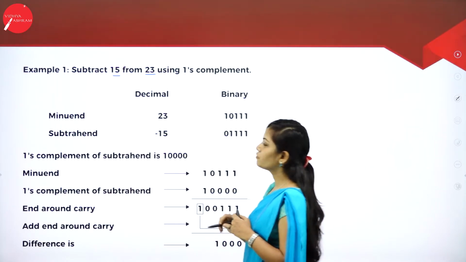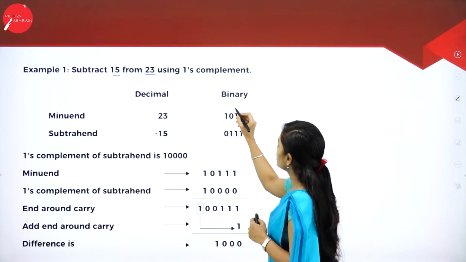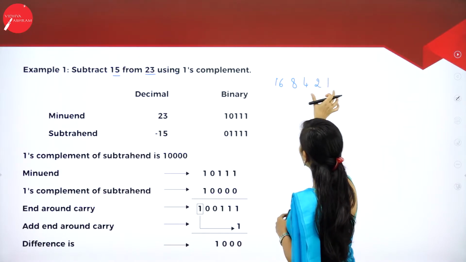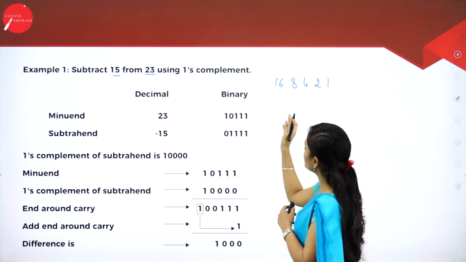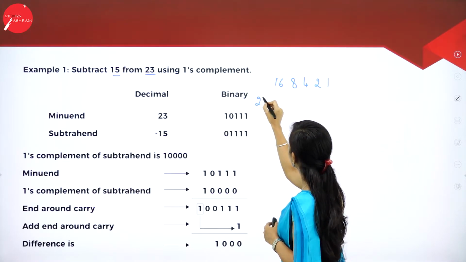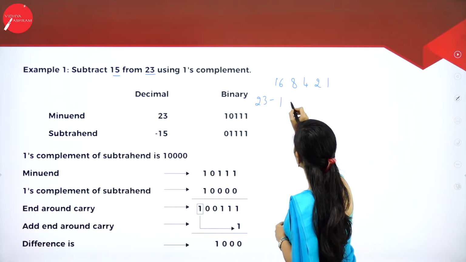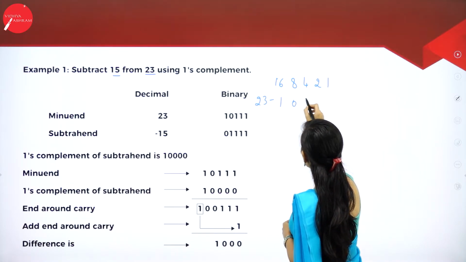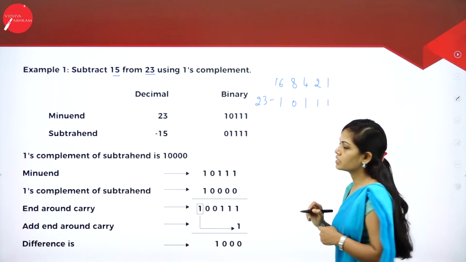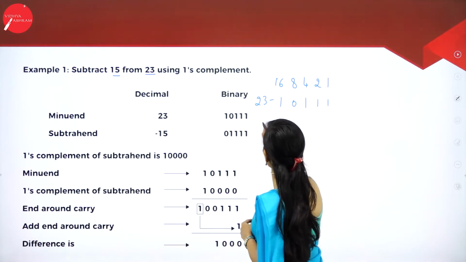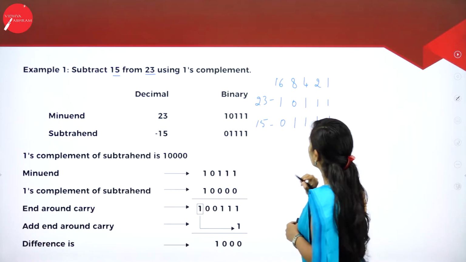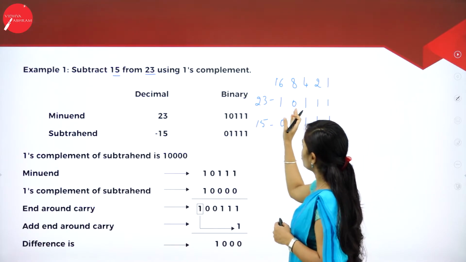So what is the binary value of 23? Using the 16, 8, 4, 2, 1 code, we have to find the value of 23. Which numbers do you need to add? 16 plus 4 is 20, plus 2 is 22, plus 1 is 23. And 15 means 8 plus 4 plus 2 plus 1 is 15. So this is the binary value of 23 and 15.